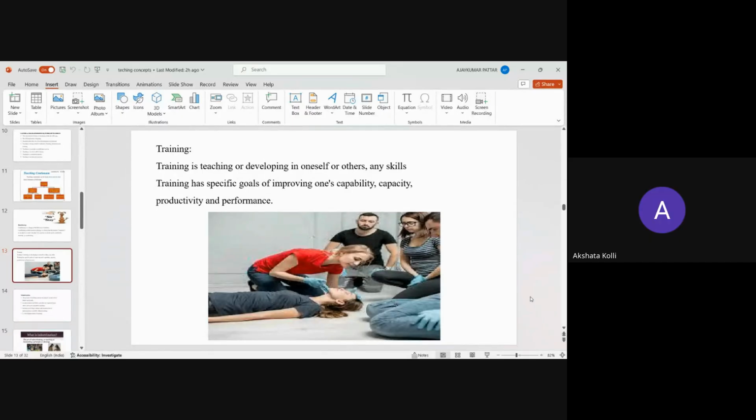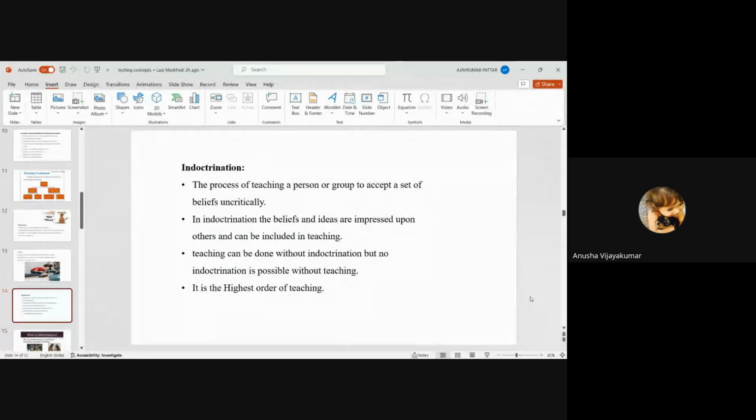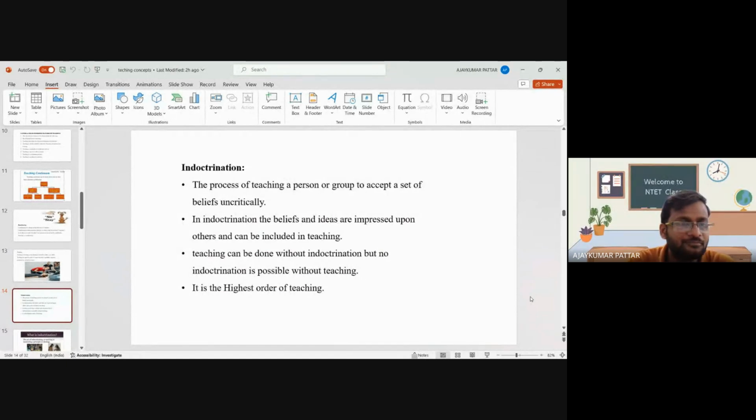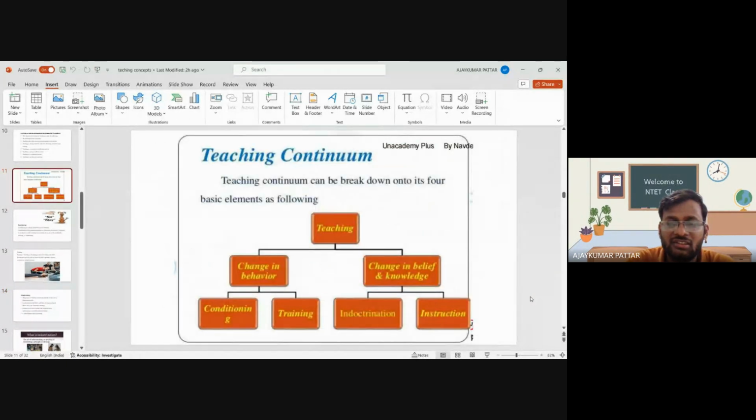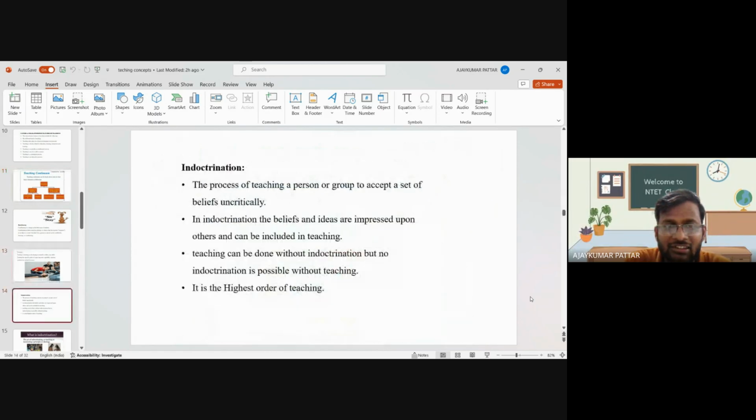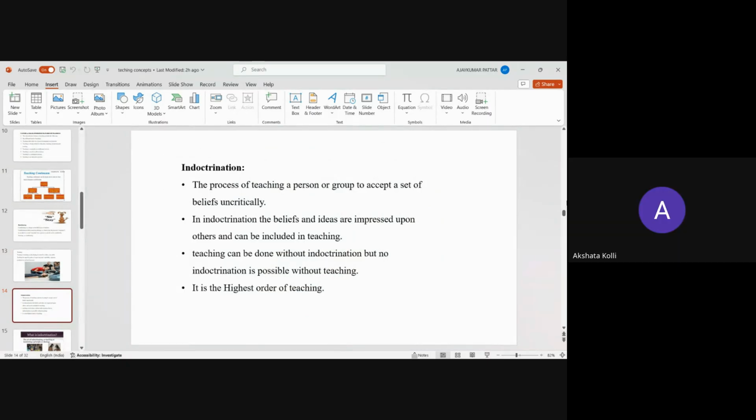The next one is, see, in the first, change in behavior, there are two types, conditioning and training, which we learned. Next, change in belief and knowledge. In this, there are two types, indoctrination and instruction. Now we will discuss indoctrination.